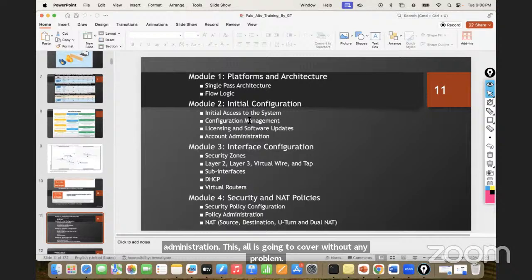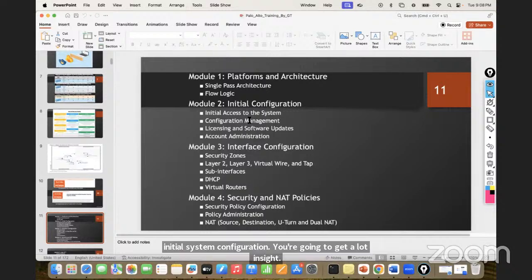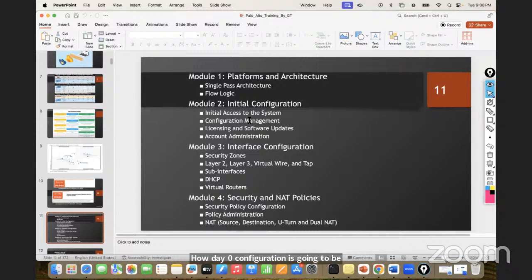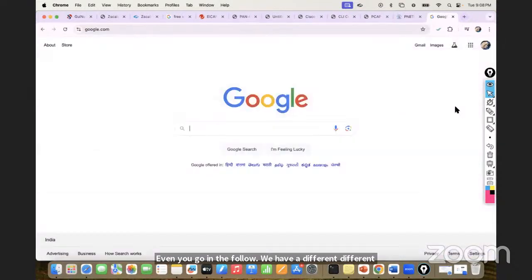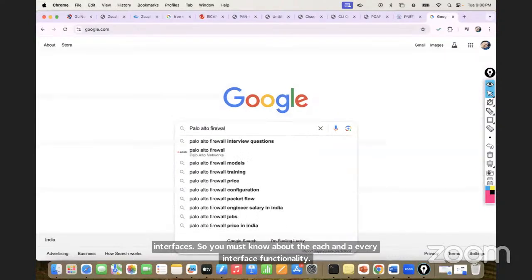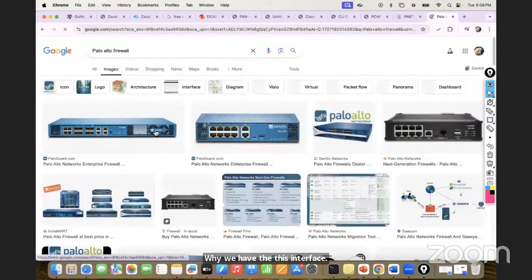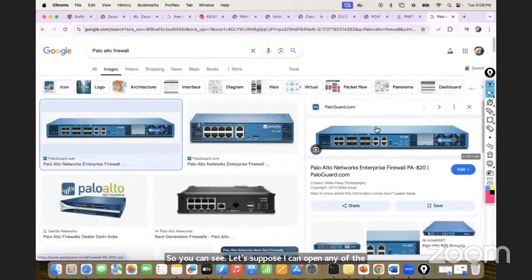You're going to get a lot of insight into how day zero configuration is started, the deployment methods, and what different interfaces we have. Even in the Palo Alto firewall, we have different interfaces, so you must know the functionality of each and every interface and why each is available on the firewall. Let me show you. You can see, suppose I open any of the firewalls, we have a lot of interfaces available here.